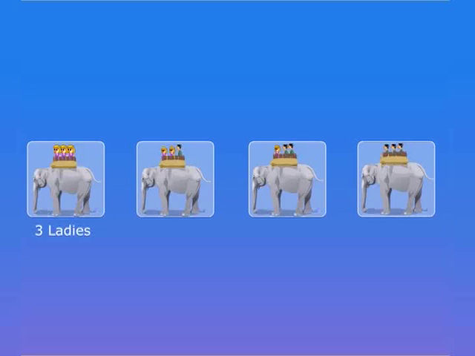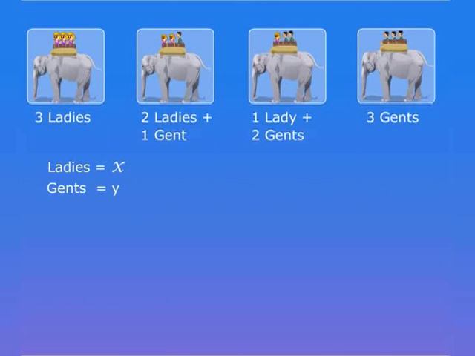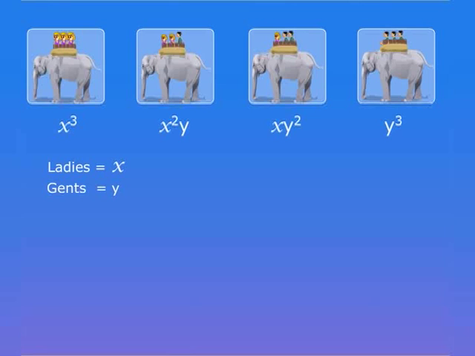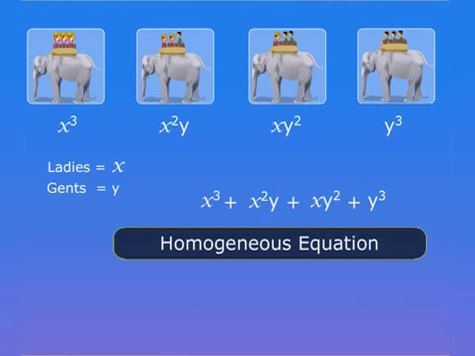The first elephant, 3 ladies. Second elephant, 2 ladies and 1 gent. The third elephant, 1 lady and 2 gents. The fourth elephant, 3 gents. Let ladies be x and gents be y. So the first elephant, 3 ladies, that is x cube. The second elephant, 2 ladies, 1 gent, that is x square y. The third elephant, 1 lady and 2 gents, that is x y square. And the fourth elephant, 3 gents, that is y cube. Therefore, the homogeneous equation is x cube plus x square y plus x y square plus y cube. And the degree is 3.